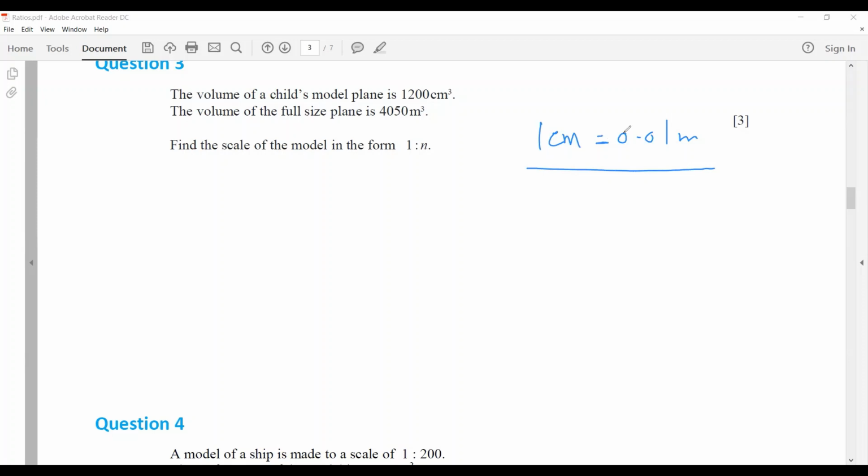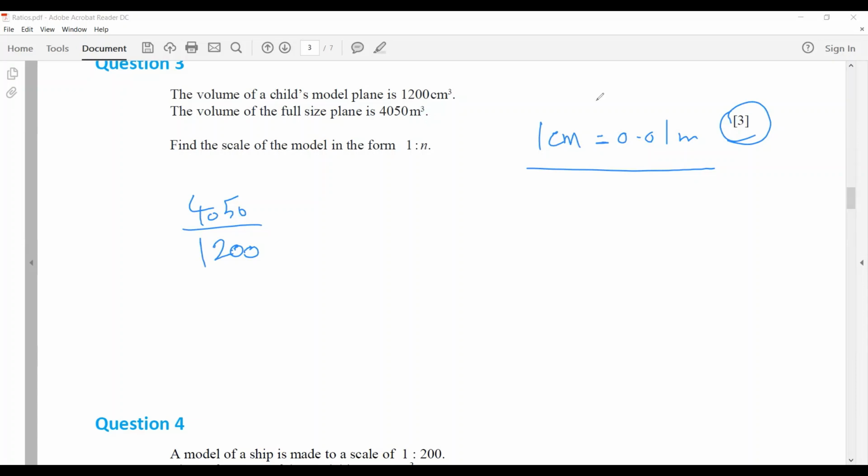Now, find the scale. Okay, they want us to find the scale. As you can see, it carries 3 marks, guys. You cannot just simply divide this number by 1200. That would be wrong, to say 4050 divided, just like what we did for the enlargement of the image, remember, because that was in 1 dimension. It wasn't in 3 dimensions. This is the capacity, this is volume we're talking about.